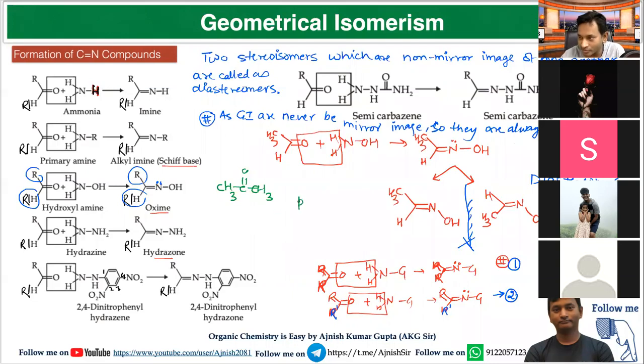But if I ask a question like this, PhCOCH3, this is called acetophenone. When this acetophenone reacts with hydroxylamine, will the oxime formed show GI or not? Yes, because this Ph and methyl are different. Because this ketone is unsymmetrical. Here Ph, here CH3. When a ketone is unsymmetrical, the compound will show GI. When an aldehyde is unsymmetrical, the aldehyde will show GI when it reacts with hydroxylamine and forms an oxime.